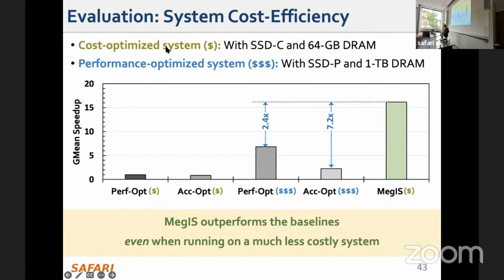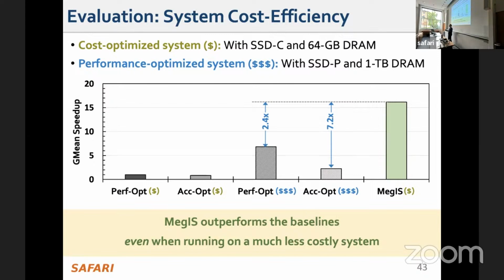So we're looking at here two systems, a cost-optimized system and a performance-optimized system. The cost-optimized system has a cost-optimized SSD, low bandwidth, and very small DRAM, 64 gigabytes. And the performance-optimized system has a high bandwidth SSD and 1 terabyte DRAM. Clearly, this is much more costly, right? Now, if you compare building Megis on a cost-optimized system, it clearly outperforms the cost-optimized baselines, but it also outperforms significantly the performance-optimized baselines. So this is actually interesting.